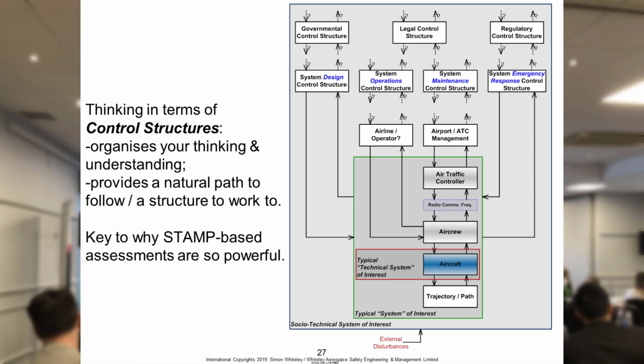So this is very much the operational system. And above that, you've got an operations control structure, a maintenance control structure, and then an emergency response control structure, depending on the circumstances. Now, if you want to, you can then also think about the designers, the governmental, legal, and regulatory control structures. And it allows you to think very broadly. But obviously, you don't have to model everything if you don't want to.